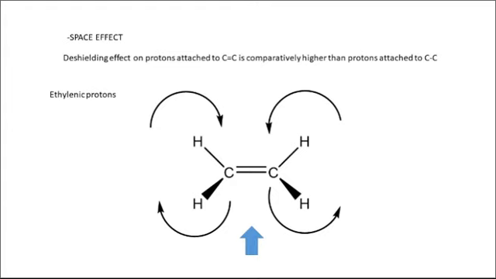Here, let us take an example of an ethylenic proton, that is an alkene. Here, it is so oriented that the plane of the double bond is at right angle to the applied magnetic field. And the induced circulation of pi electrons thus generates the induced magnetic field, and this induced magnetic field is in this direction, from inside to outside.